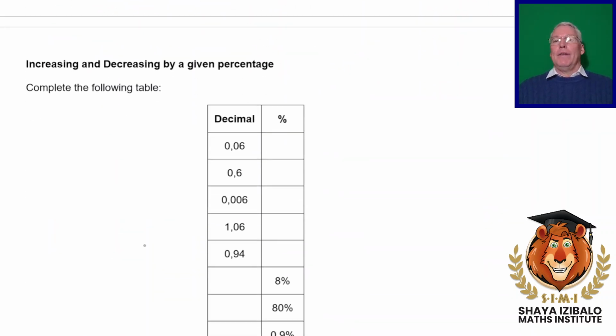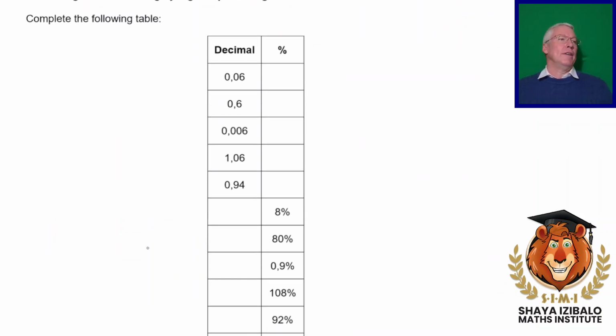Right, so the next thing we're going to look at, and this is a really, really important idea, is increasing and decreasing by a given percentage. So let's have a look at the number 0.06, what that number actually represents. And we're going to actually first look at 0.6. Remember our decimal number system. This is our units column, and this is our tenths column. The next column would be the hundredths column.